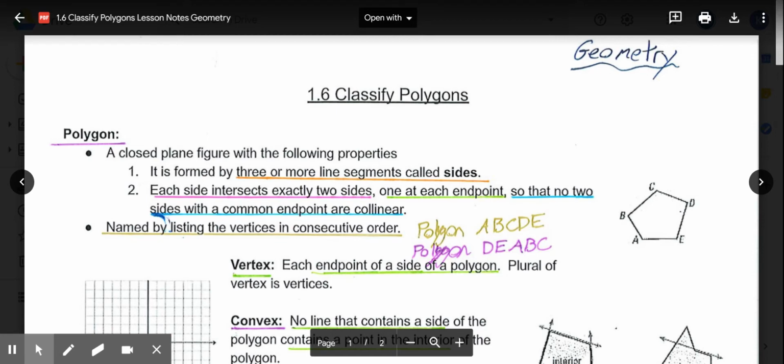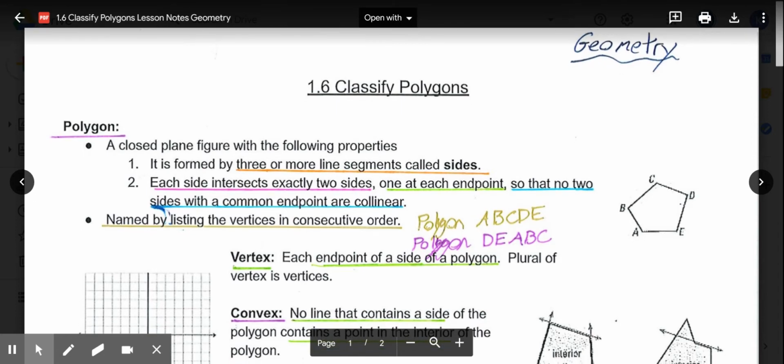So a vertice is the plural of vertex. And a vertex is the end point of each side. So B would be a vertex, C would be a vertex, D, and so on.